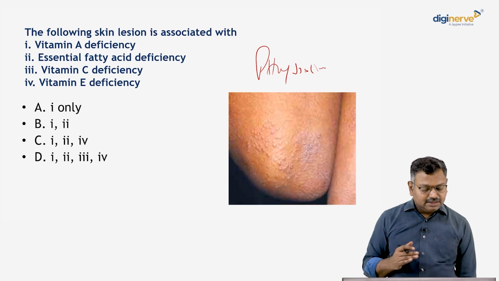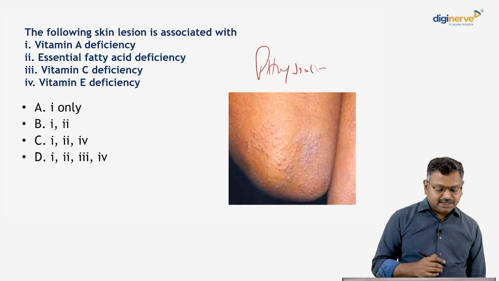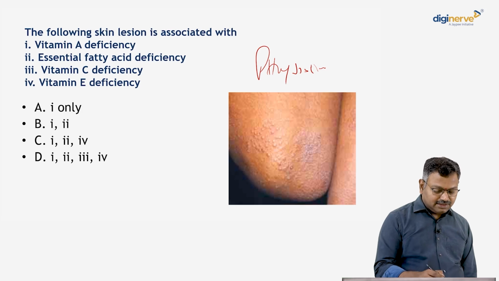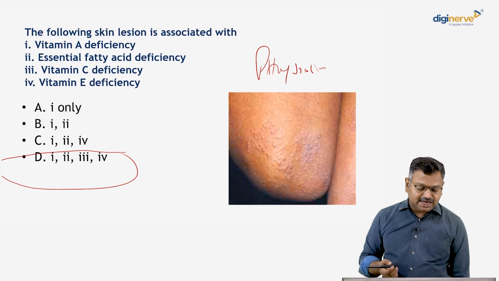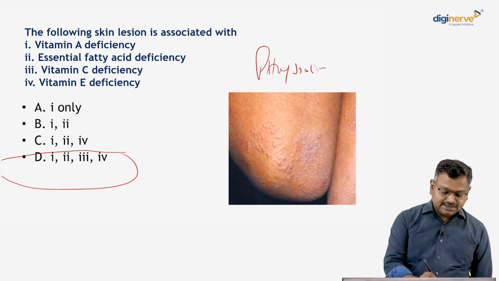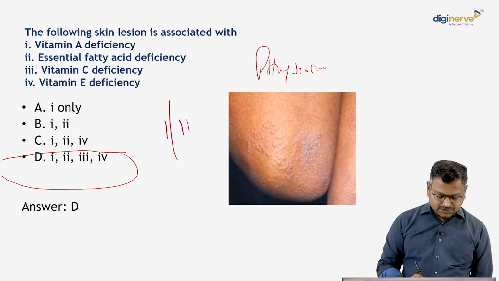Now what about the options that have been given here? So one is combined with all. Possibly it can be seen rarely with vitamin C and vitamin E deficiency, but the correct answer is 1 and 2. So here the answer is D.